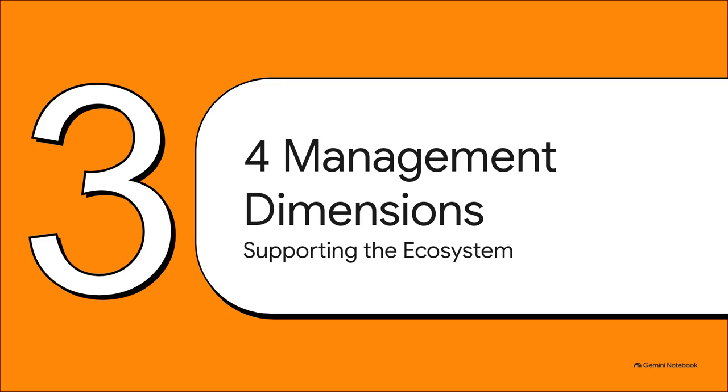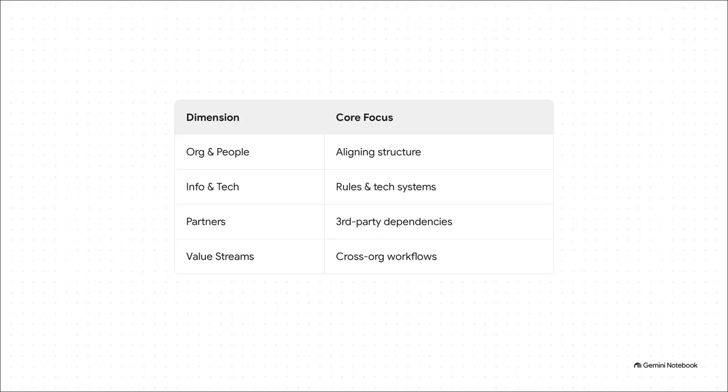This is all about holistically supporting the ecosystem. To truly support that ecosystem, you have to balance 4 specific dimensions. Think of them like the 4 legs of a chair.